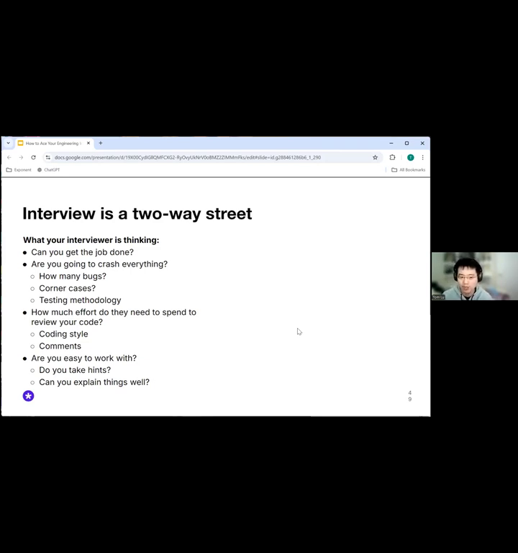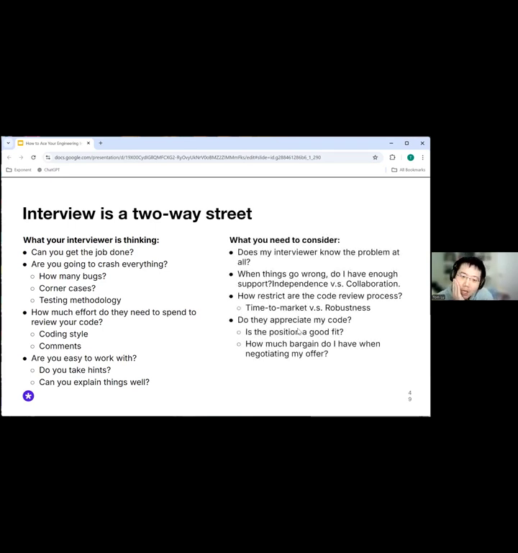If you have a really good coding style, if your code comes with comments, their effort in reviewing your code will be minimal. Are you a person that is easy to work with, right? Are you willing to take hints? Can you explain things well? And as a candidate, what can we do? What should we think about?